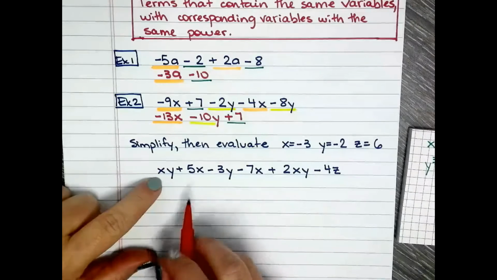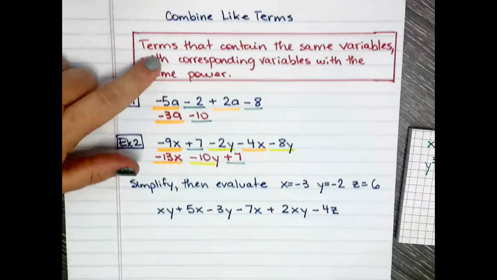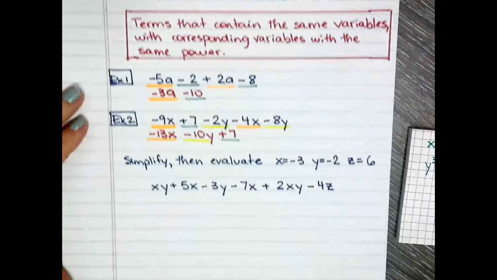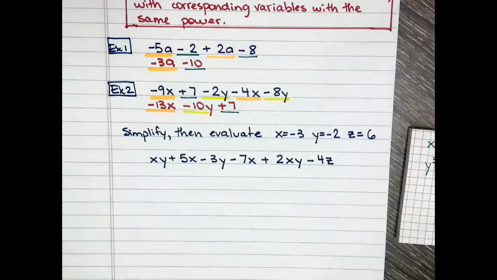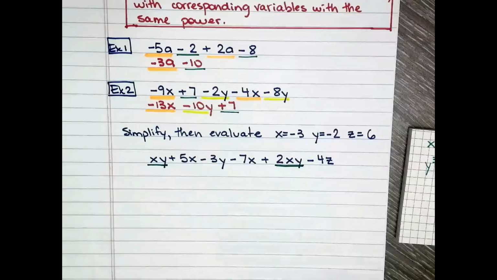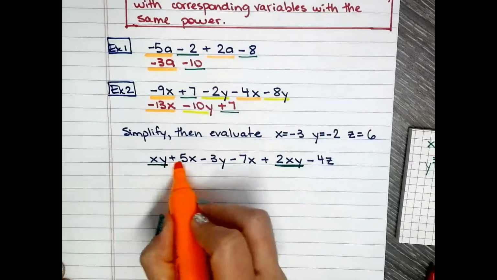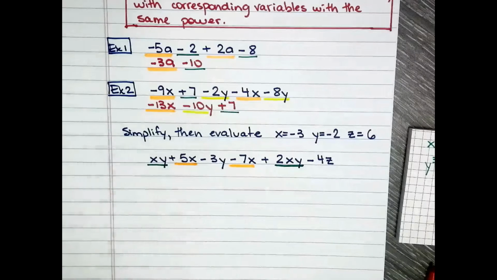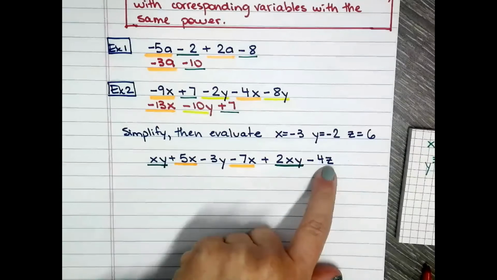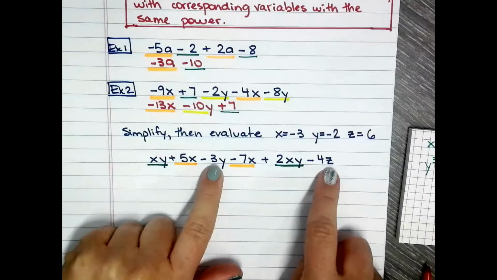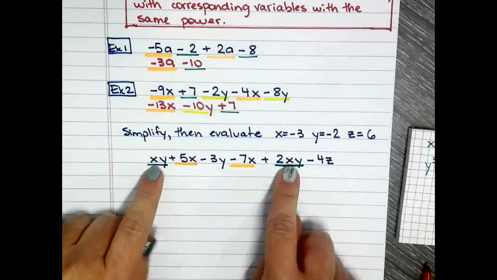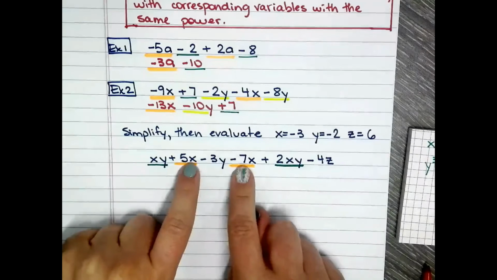So here, again, like terms have to have the same variables with the same exponents, or the same power. So here we go. I have xy, and I also have xy. I have x, and I have x. I have one y that doesn't have another y, and I have z. So these guys are not the same, so I'm not going to use any color to color code anything. I will combine these two, and I will combine these two.